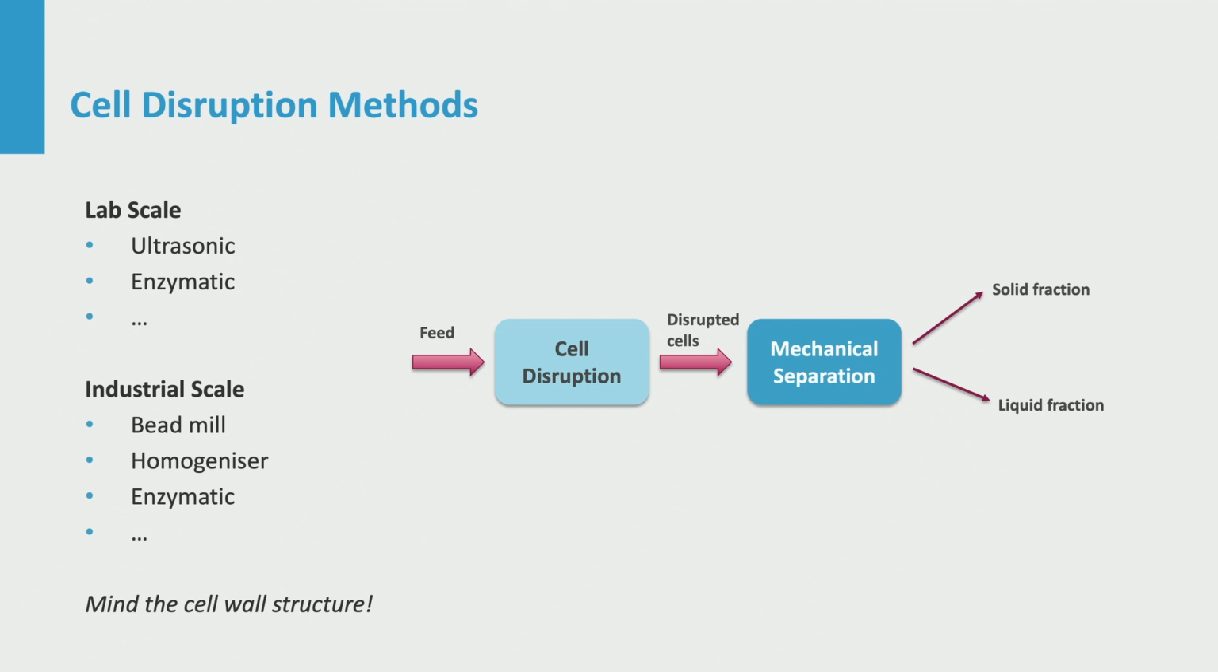For intracellular products, cell disruption is required. The methods used in industry are quite different from those in the lab. Different cell types have very different cell wall structures and cell wall strengths. It is important to take that into account. After cell disruption, solid and liquid fractions must be separated once more by using a mechanical separation.